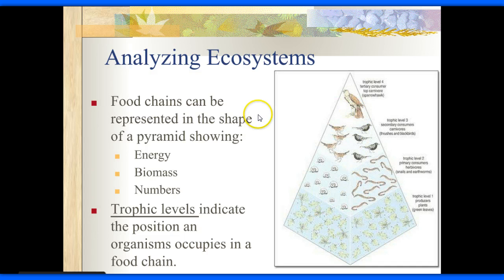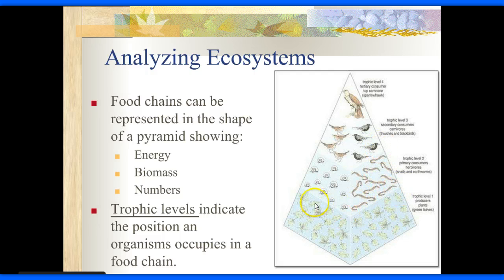So when we analyze an ecosystem and we look at energy flow through the system, we can do this in a couple different ways. One way is to look at what's called a food chain. A food chain is a simple representation of the producers and how the energy gets transferred to the consumers within a single line or single energy transfer.